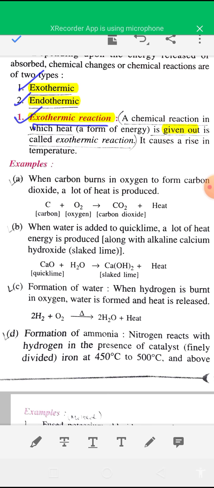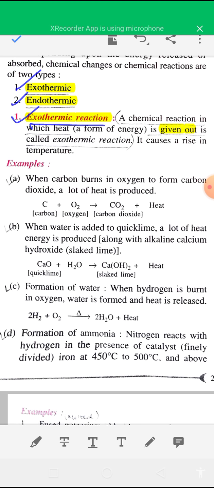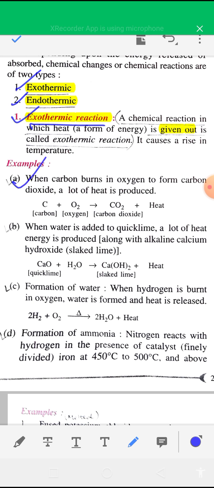What are exothermic chemical reactions? A chemical reaction in which heat is given out, or heat is released, is called an exothermic chemical reaction. Example of exothermic reaction: burning of carbon to form carbon dioxide. The reaction is C plus O2 gives CO2. In this reaction, a lot of heat is produced, so it is an exothermic reaction.